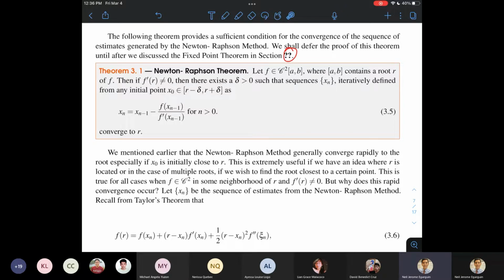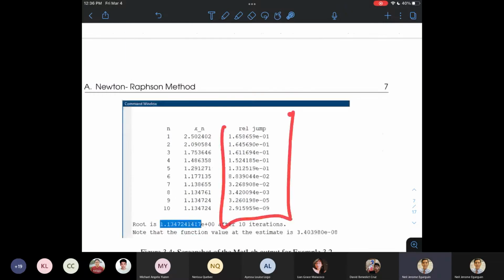Kasi kung hindi siya magko-converge, hindi liliit yung relative jump dun sa iterations. Hindi to mag-approach ng 0. So ang indication natin na nagko-converge siya, yung relative jumps ay mag-approach ng 0. So kung hindi siya mag-approach ng 0, so hindi niya ma-meet yung stopping criterion. So mag-run lang yung program hanggang ma-meet niya yung maximum number of iterations. Kaya maganda na ipa-display niyo yung relative jump para alam niyo na hindi siya lumiliit.